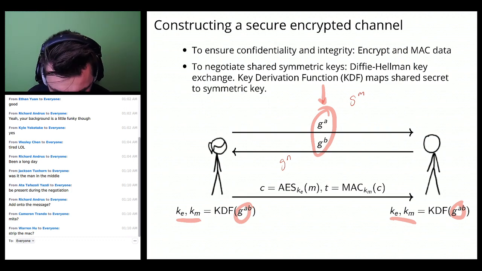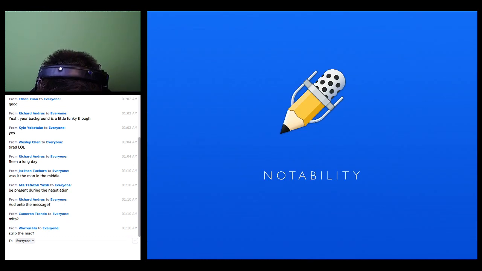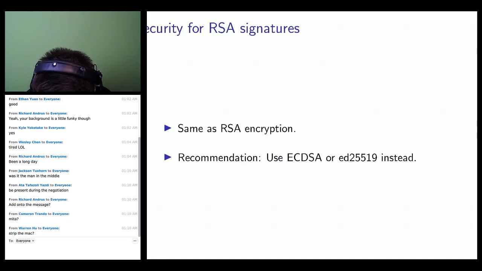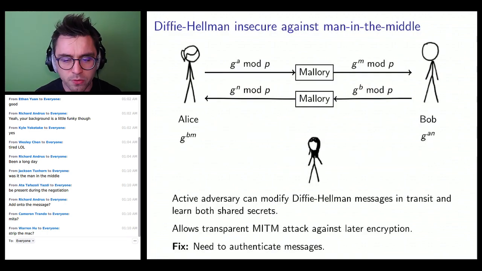So I'll just bring back the quick slide from last time, because I think if we don't remember this, we're kind of hosed. Okay, so let me bring back last week's slides where we had Mallory in between. Right, so if you remember this slide, Mallory can send GM to Bob, GN to Alice.